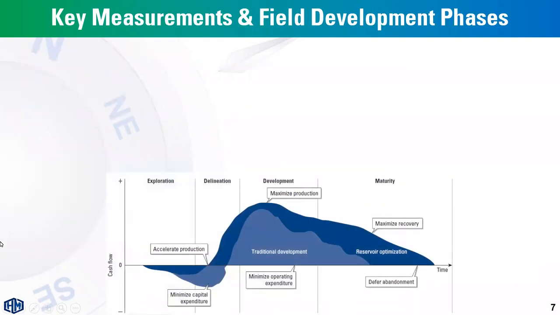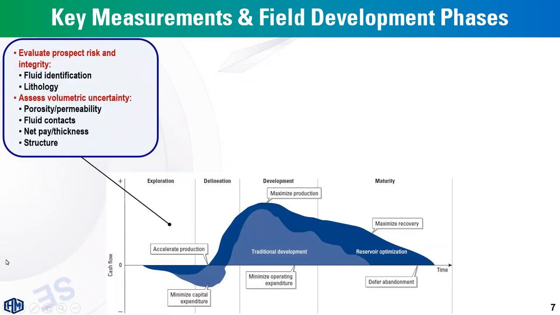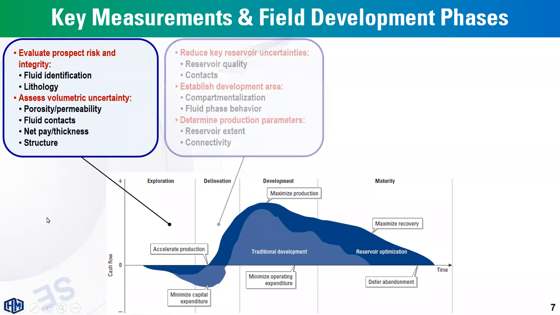So in terms of the key measurements throughout the entire phases, in the evaluation phase, we need to evaluate the prospect risk and integrity in terms of fluid identification, the reservoir lithology and the reservoir extension, and so on, and also the assessment of volumetric uncertainty of the field. So typically we need to highlight the porosity and permeability distribution, fluid contacts, the reservoir structure and net pay thickness.